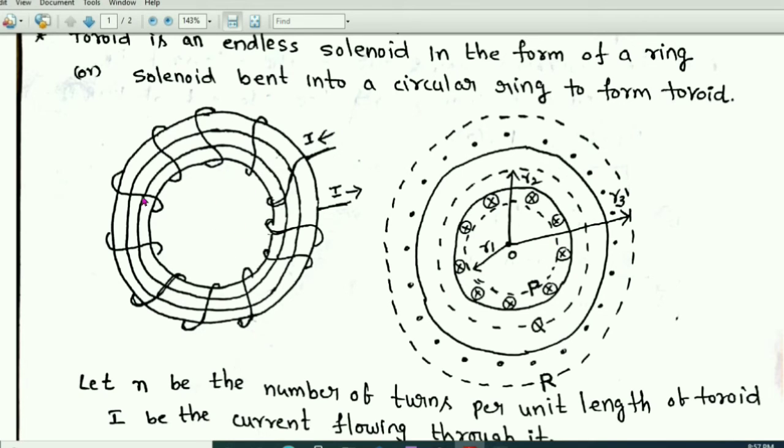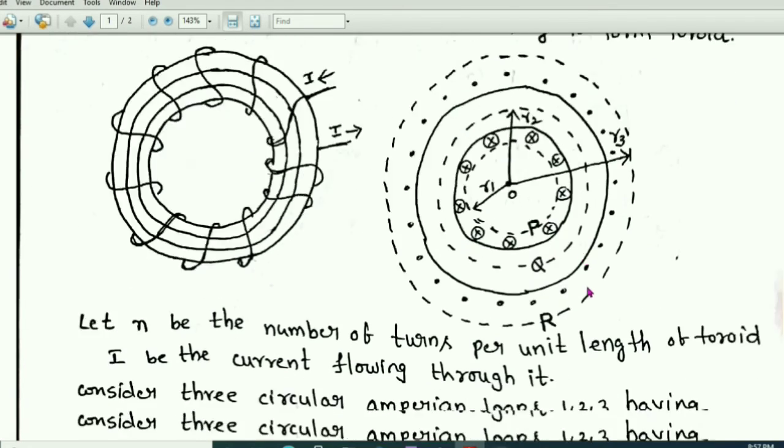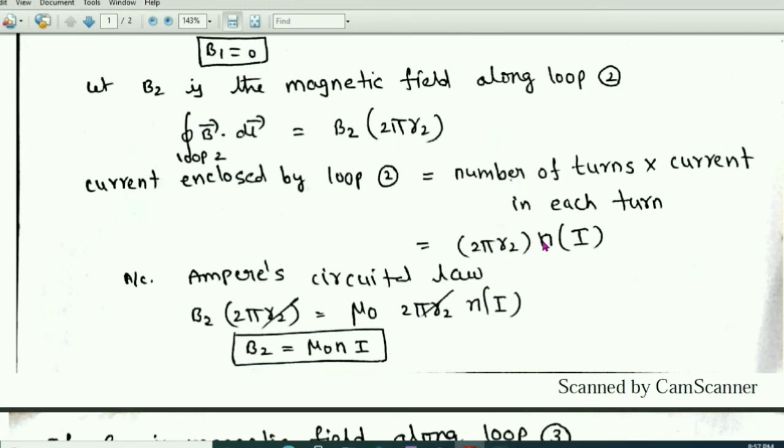For example, if you consider this toroid like this, for this portion of the length we have 3 turns, as shown. For another portion of length, say 5 turns. Similarly, the total circumference 2 pi r has so many turns. Similarly, loop 2 has radius r2, so its circumference becomes 2 pi r2. If the number of turns per unit length is small n, then for the total length 2 pi r2, the total number of turns becomes 2 pi r2 into n. Per each turn the current is I. This is the total current for loop 2.